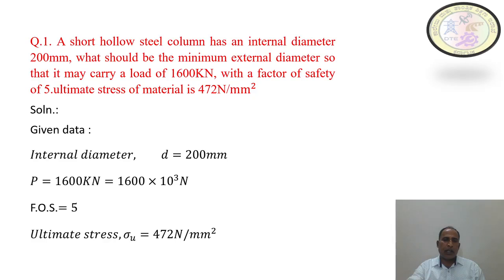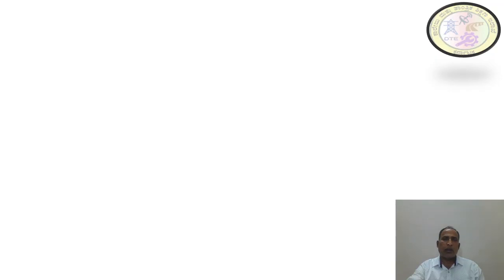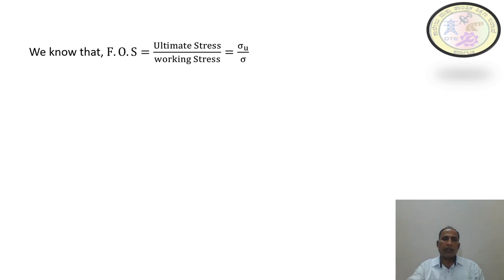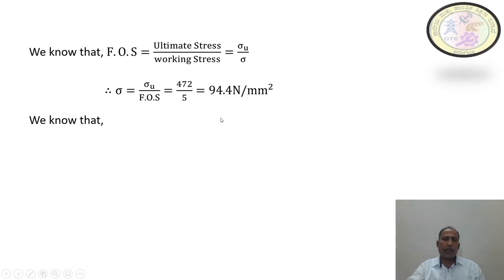So this cannot be used directly for calculating the cross sectional area. So therefore it is required to calculate the safe stress. So we know that factor of safety is equal to ultimate stress by working stress. Therefore FOS, or factor of safety, is equal to sigma u by sigma. From this equation we can calculate sigma is equal to sigma u divided by factor of safety. Sigma u is given, the ultimate stress is 472 and the factor of safety is 5. So therefore the safe stress is 94.4 Newton per mm square. Once we know the value of stress, then we can calculate the cross sectional area as the load is also given in the problem.